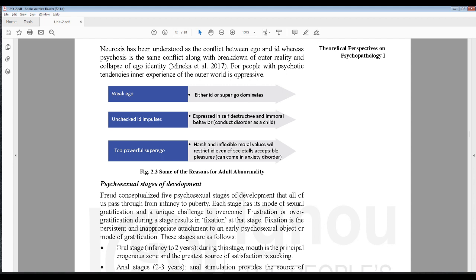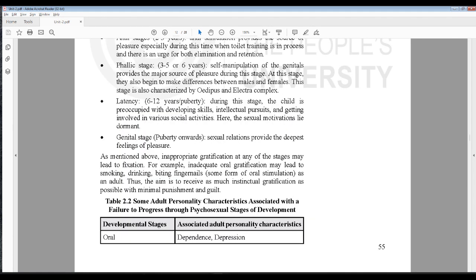These stages are as follows: oral stage, infancy to 2 years. During this stage, mouth is the principal erogenous zone and the greatest source of satisfaction is sucking. Anal stage, 2 to 3 years. Anal stimulation provides the source of pleasure, especially during this time when toilet training is in process and there is an urge for both elimination and retention.